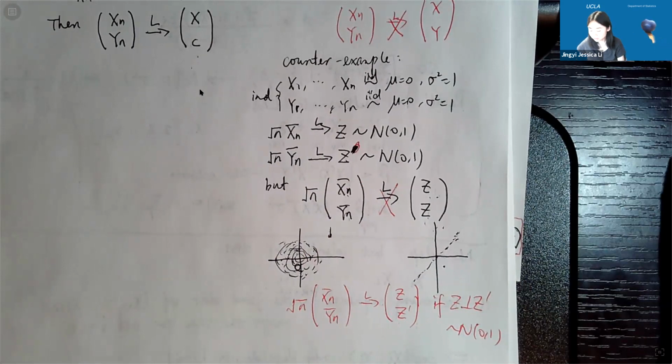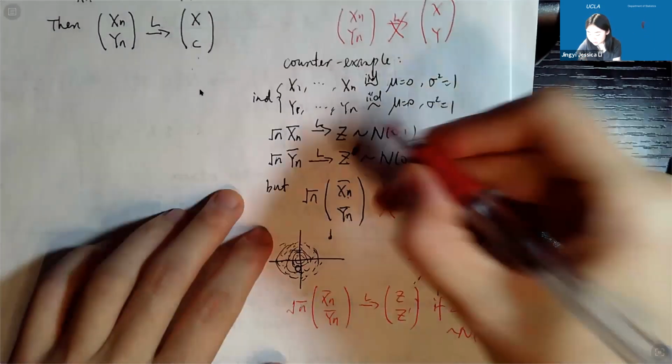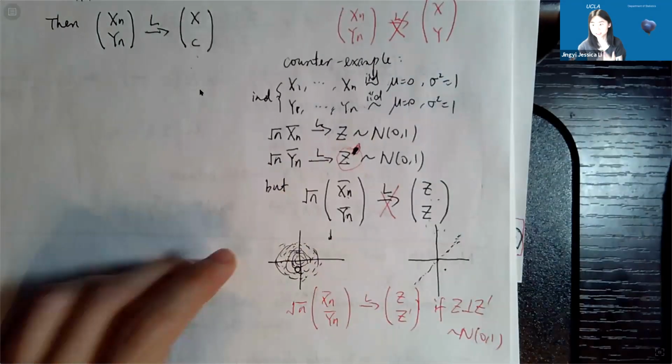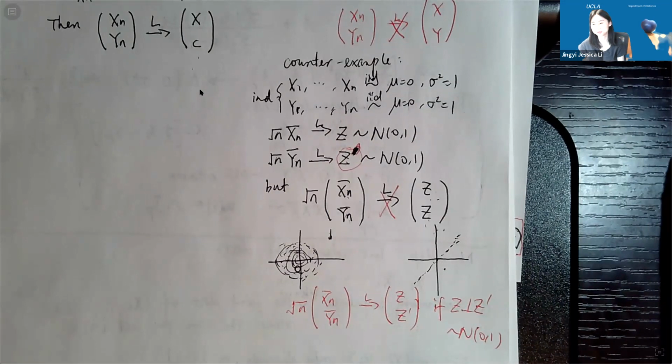But essentially what I want to say here is that you can write z, or you can write z prime. It doesn't matter, because it's just a symbol for the standard normal distribution. Yeah. And another counterexample we have, I think this is easier to understand.